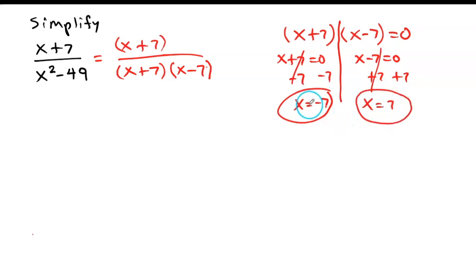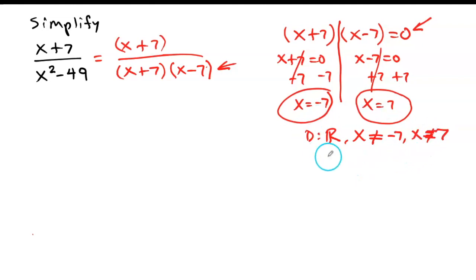So what did I just find? People get confused. Oh, that's my domain. No, remember, these are the values that will make my denominator 0. So these are the things that I do not want. These are the restrictions, okay? So here we go. Now, my domain is all real numbers, except negative 7, except positive 7. I don't want those two values. Those are my exceptions.